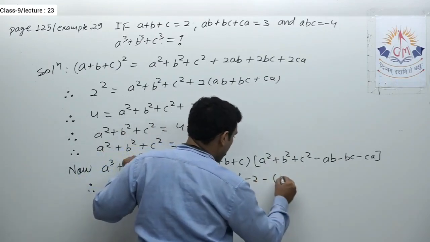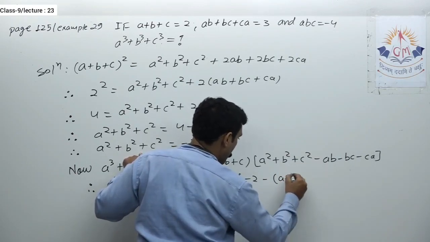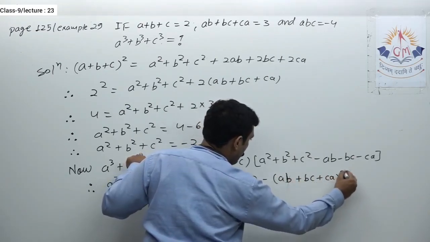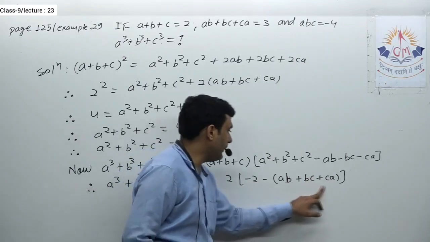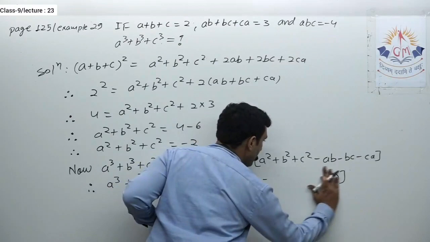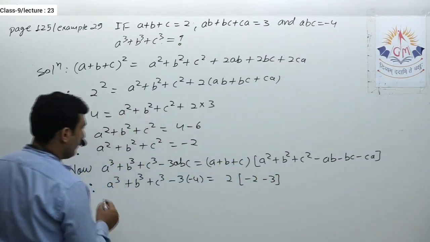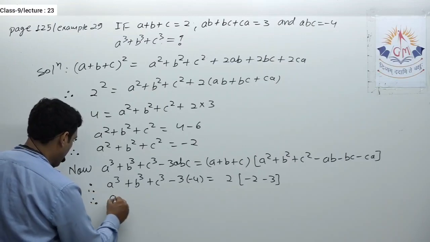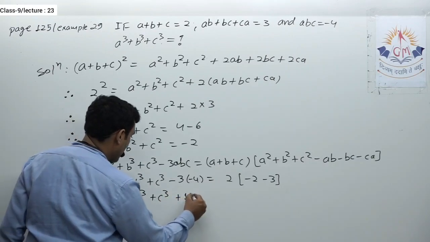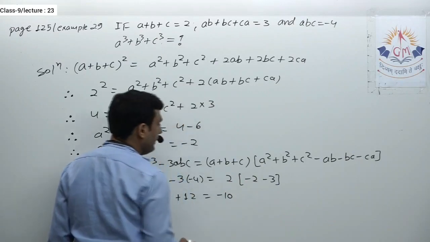And this I can write in this way, isn't it? ab plus bc plus ca, and at the place of ab plus bc plus ca I can put 3. So ultimately this will become minus 3 in this way. Okay, so this is almost done. Here I can say a cube plus b cube plus c cube plus 12 is equal to, this is minus 5 into 2, that is minus 10.